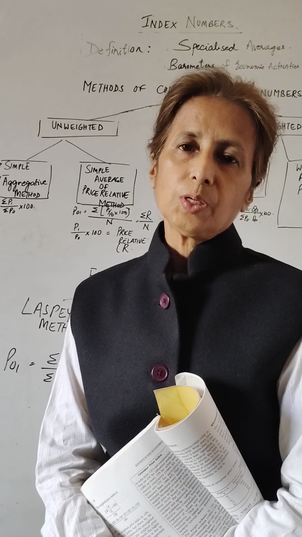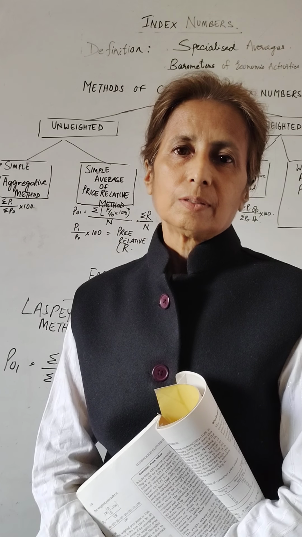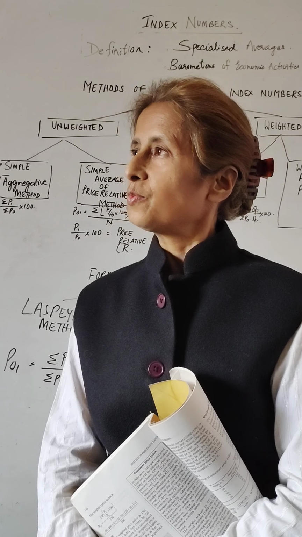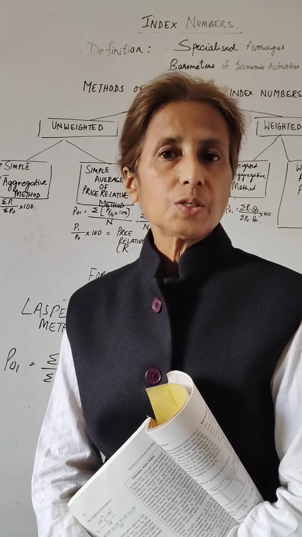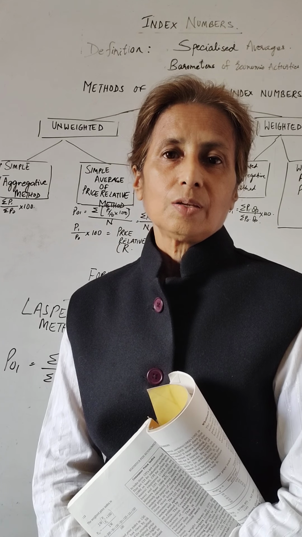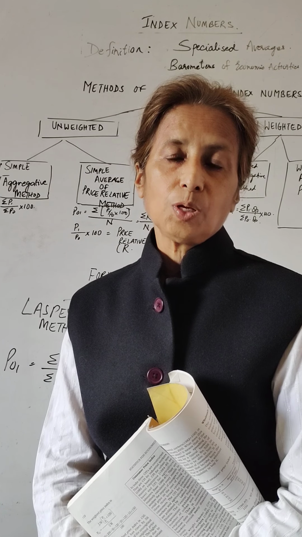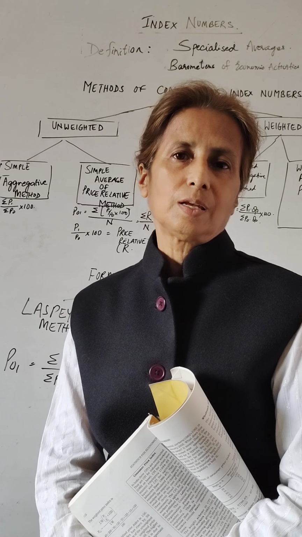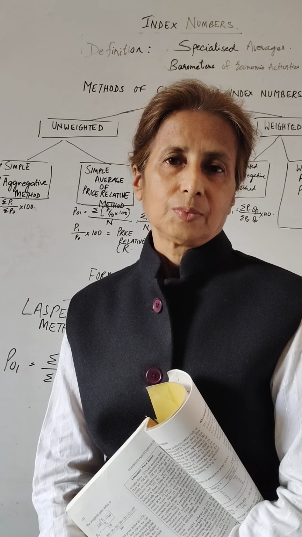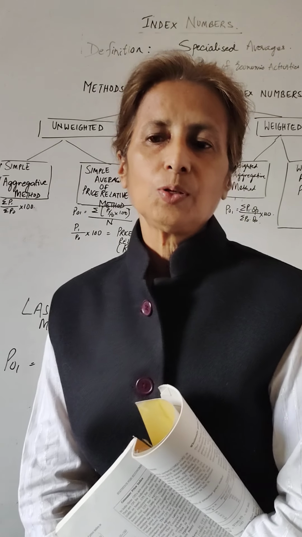We finished with the measures of central tendency and measures of dispersion. We've talked about correlation. We've also talked a lot about index numbers and the unweighted, and today we're going to do the weighted index numbers, with weights, with importance. All right, so just have a look.